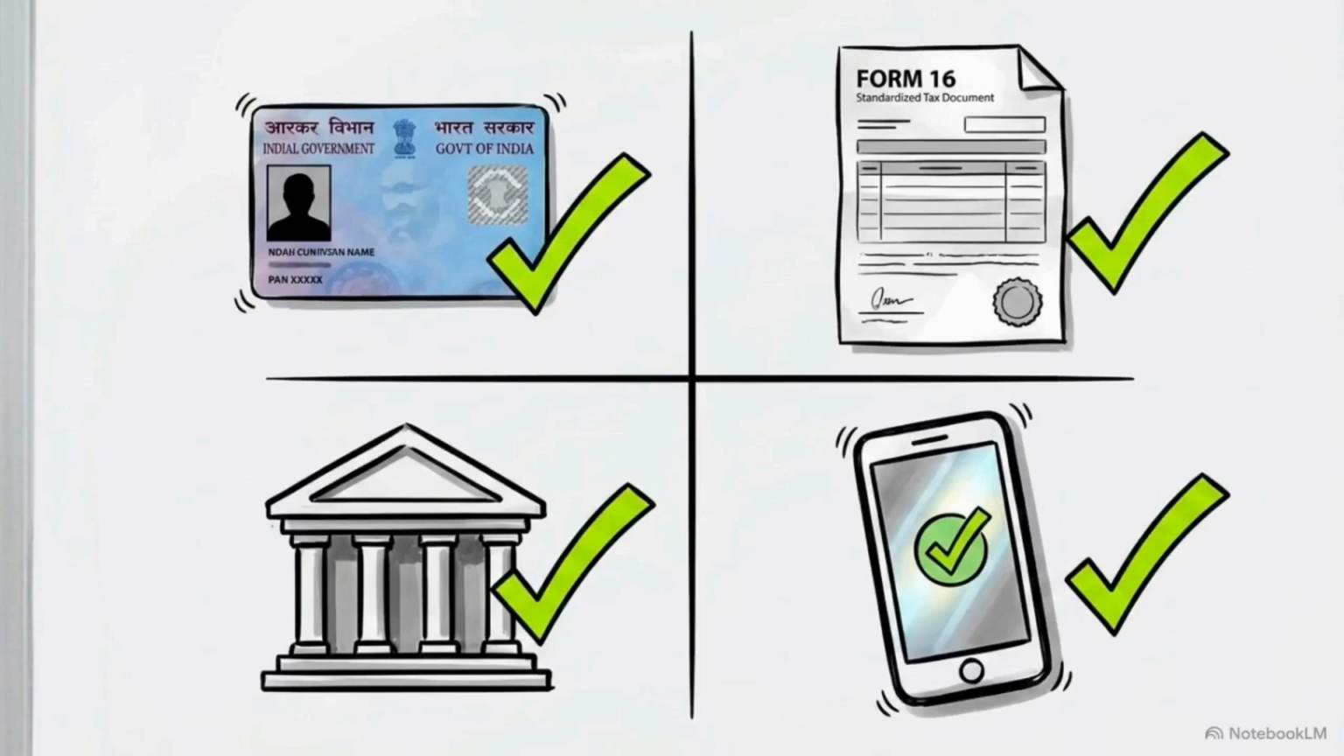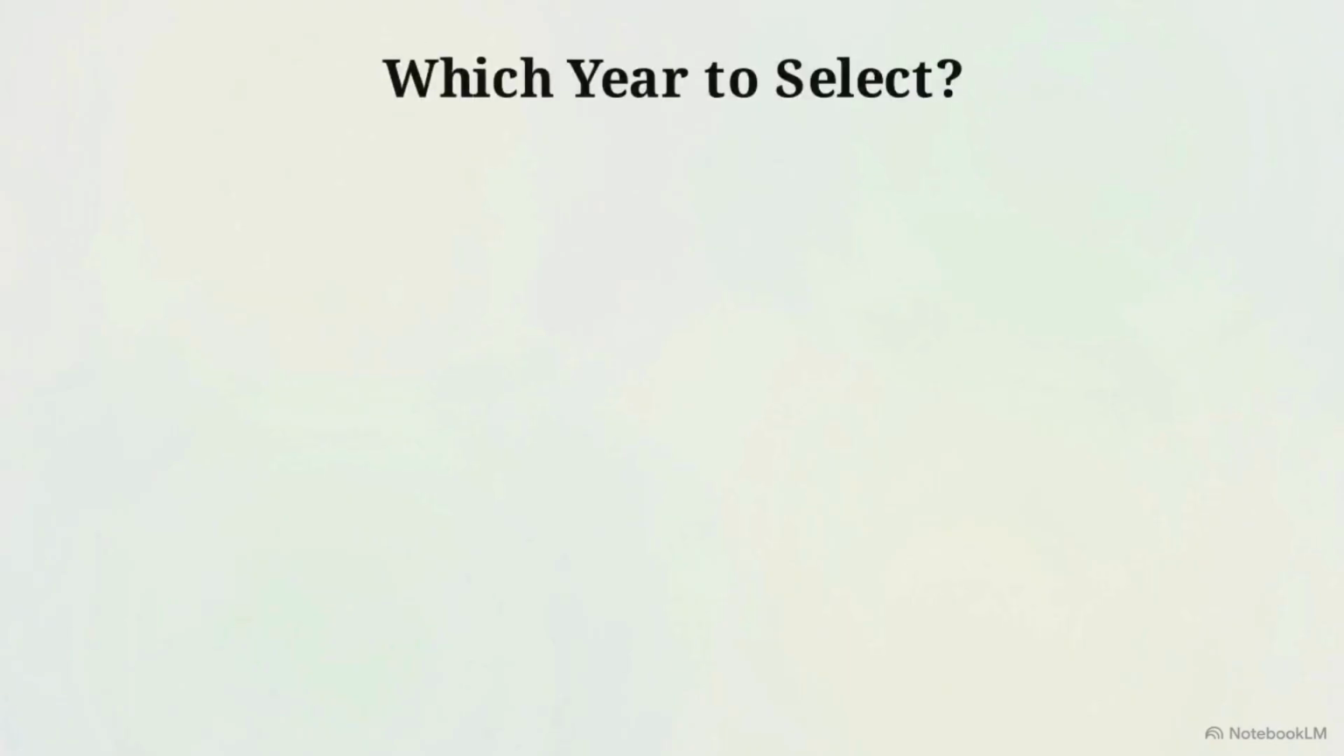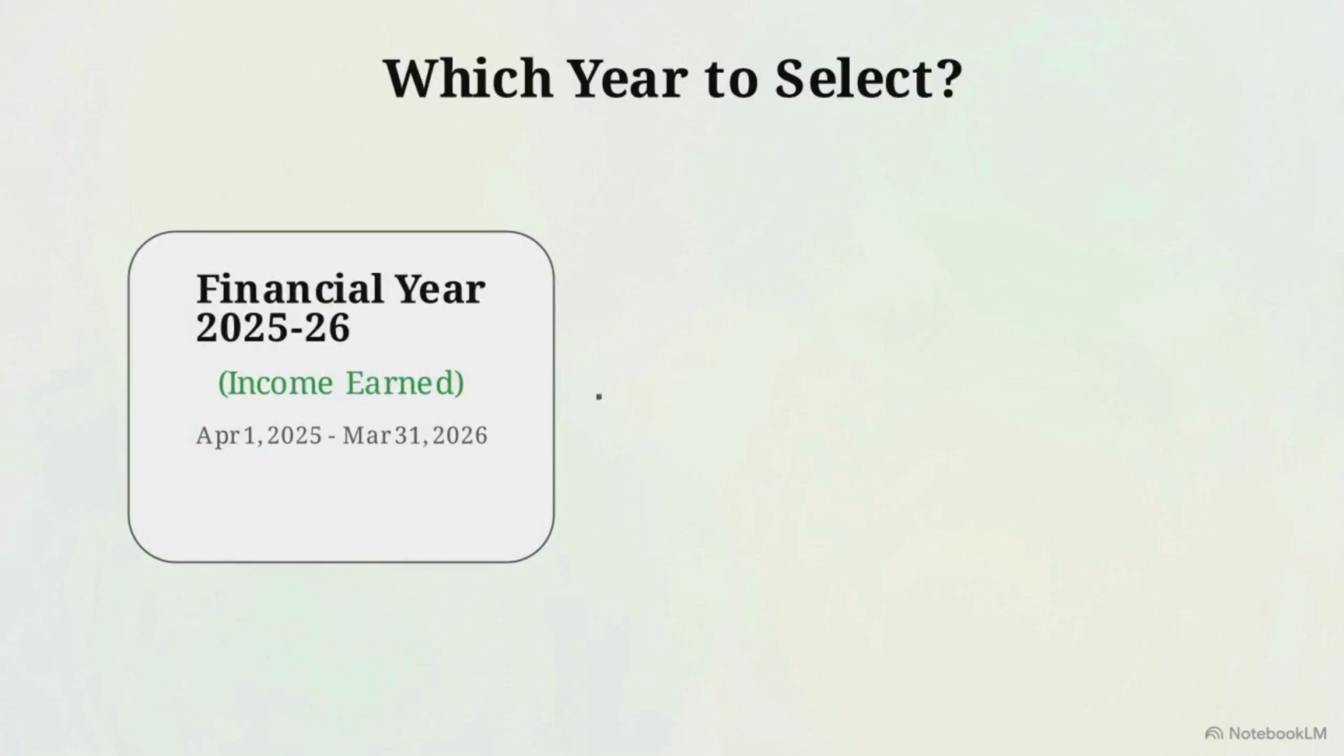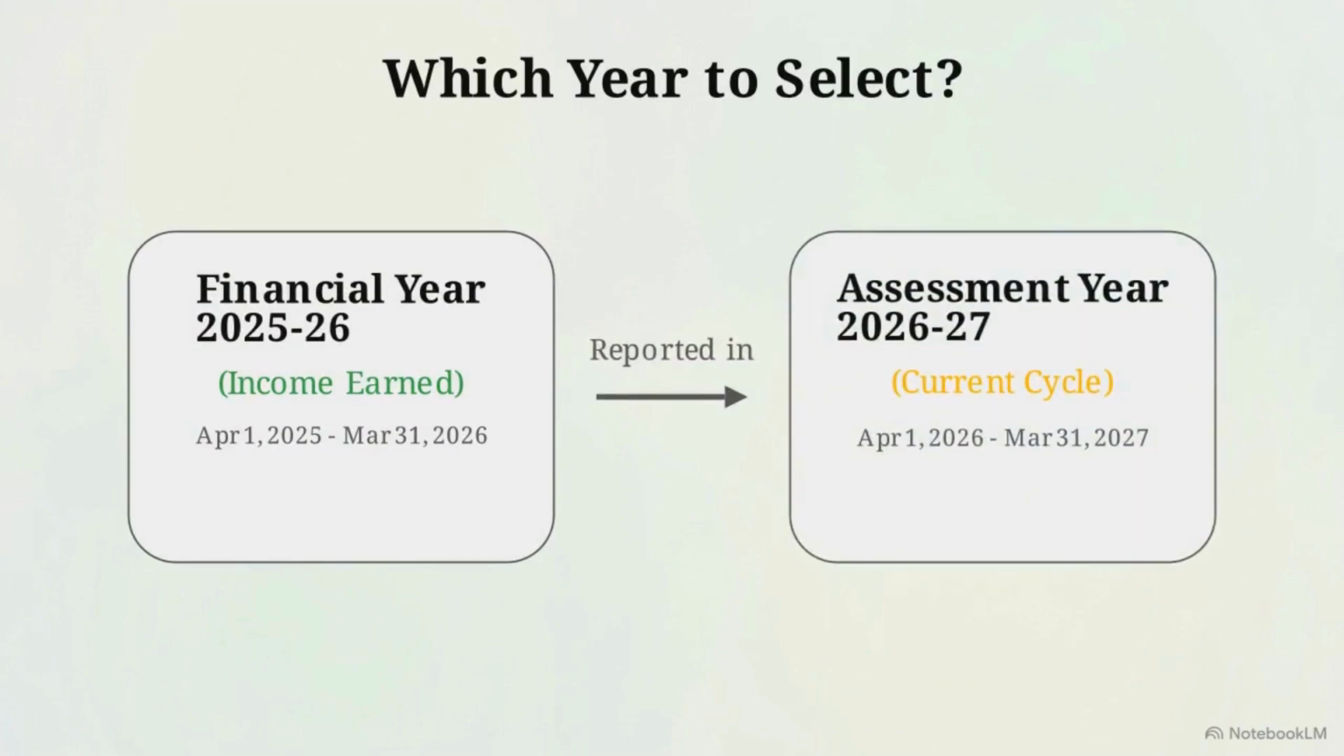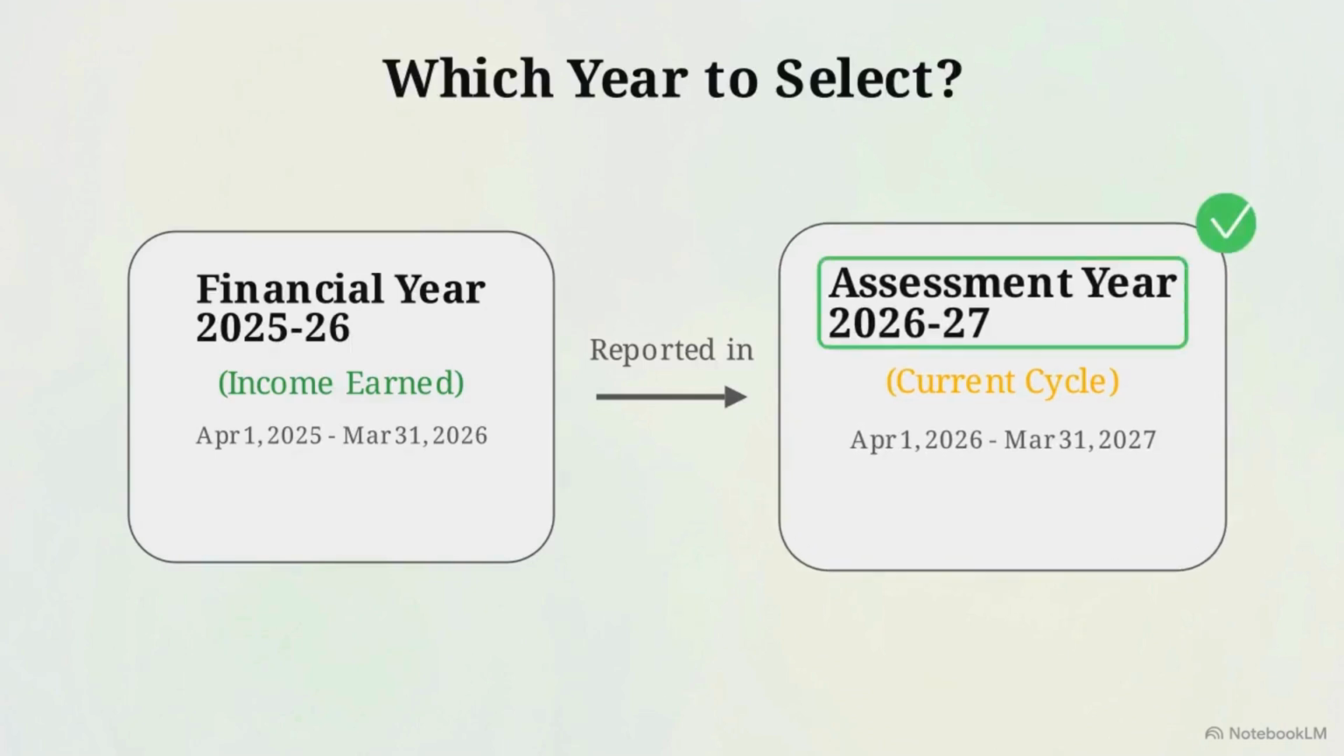You need your PAN card, your physical Form 16 from your employer, your bank account details, and the smartphone linked to your Aadhaar. A quick note on timing. You are reporting the income you earned during the previous financial year, but the system asks you for the assessment year. For this cycle, you must explicitly select Assessment Year 2026-2027.